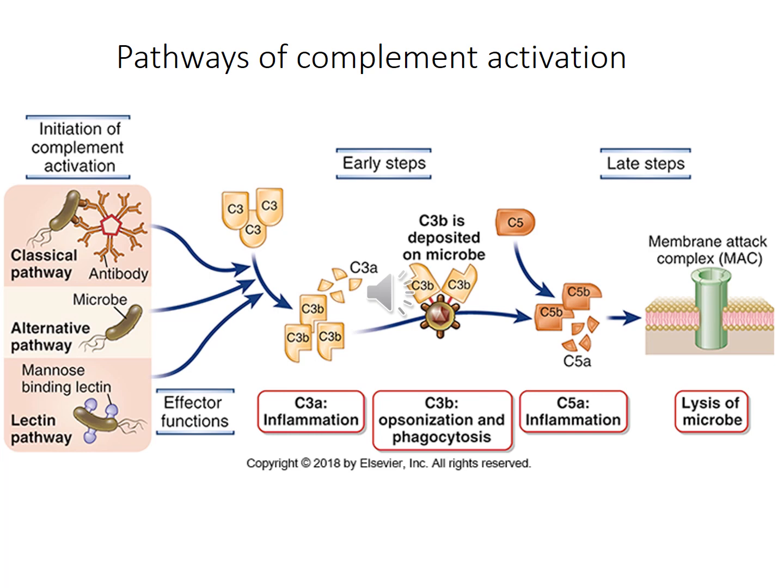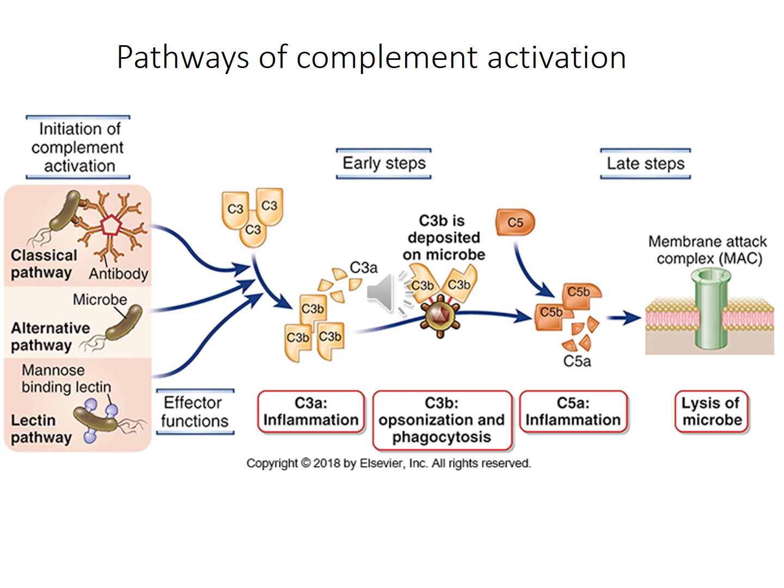The MBL then recruits proteins which are not identical to C1r and C1s, but similar to the classical pathway, and they will then result in the cleavage of C3. So all the pathways converge on the cleavage of C3.